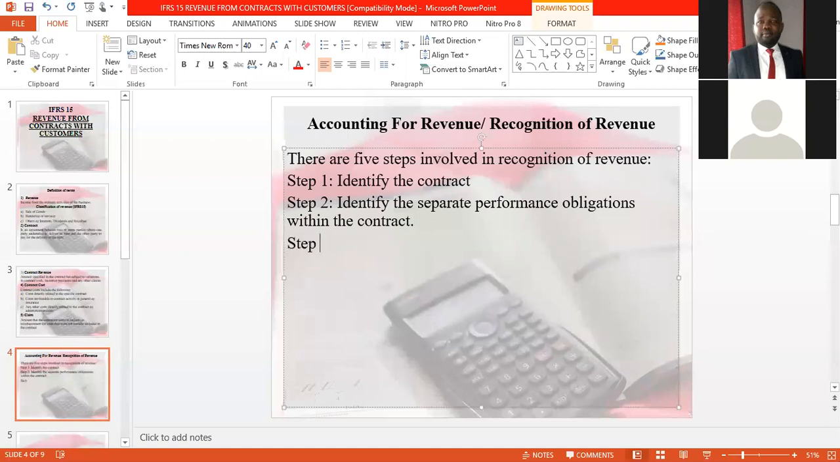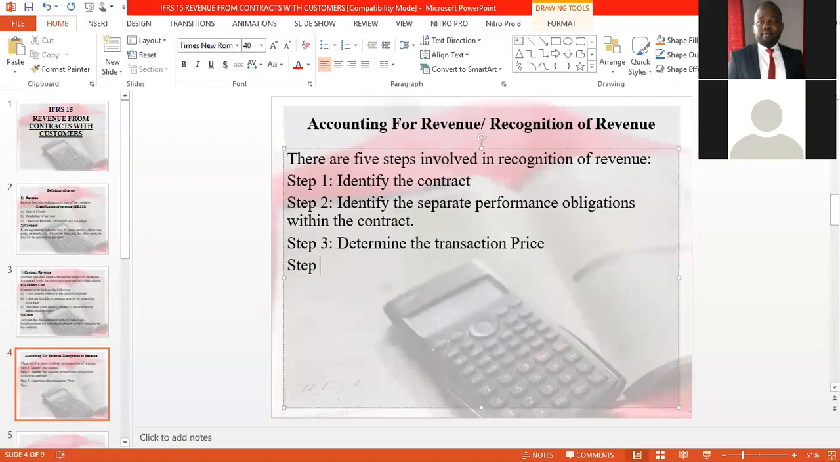Step 3, determine the transaction price, the 10 billion that now we are talking of. What is the price involved in this case? What is the amount we are debating on? What is the total, the 10 billion that I was talking of?